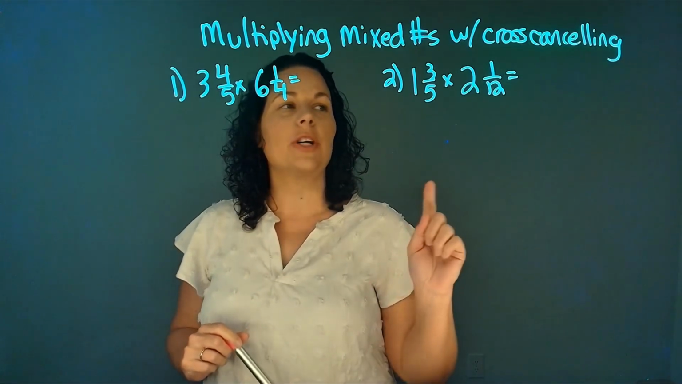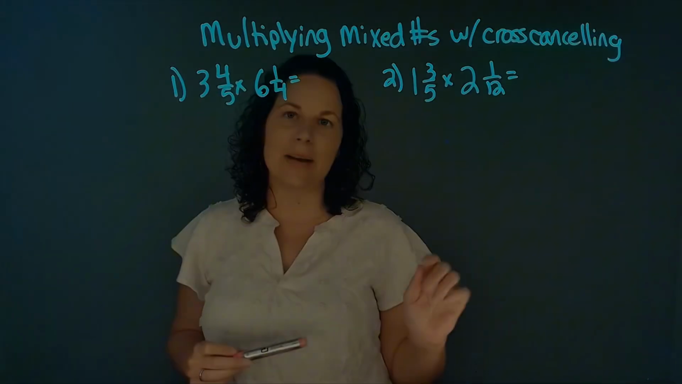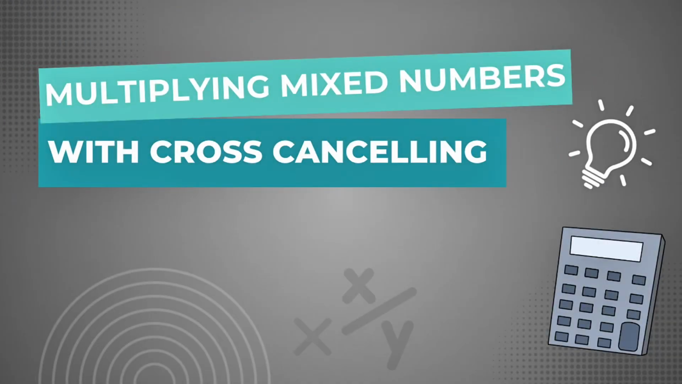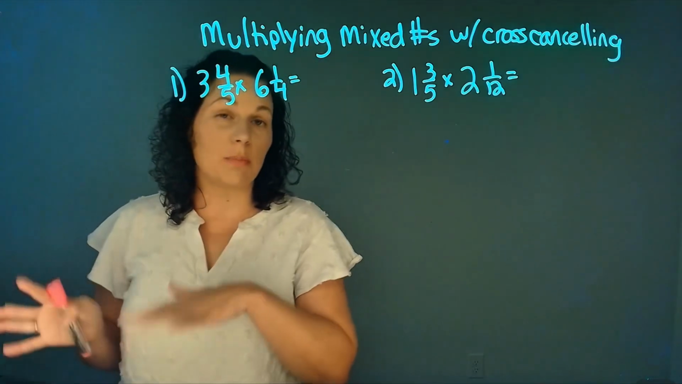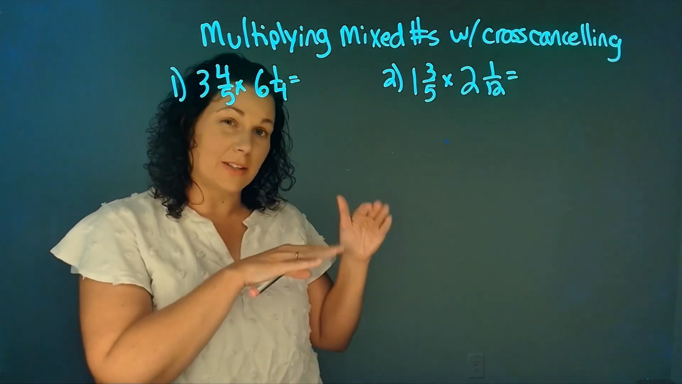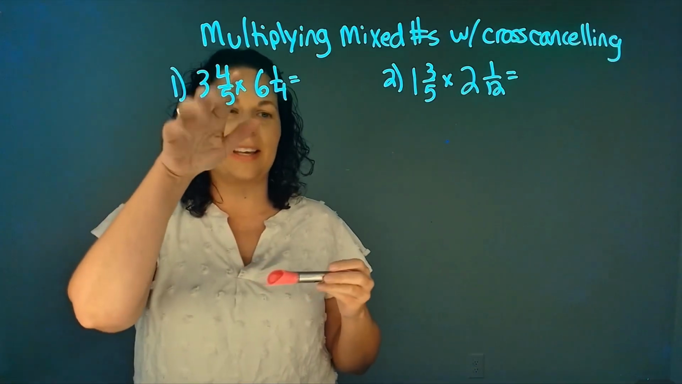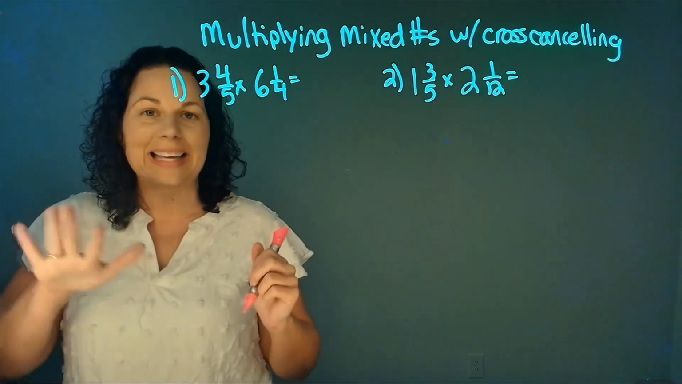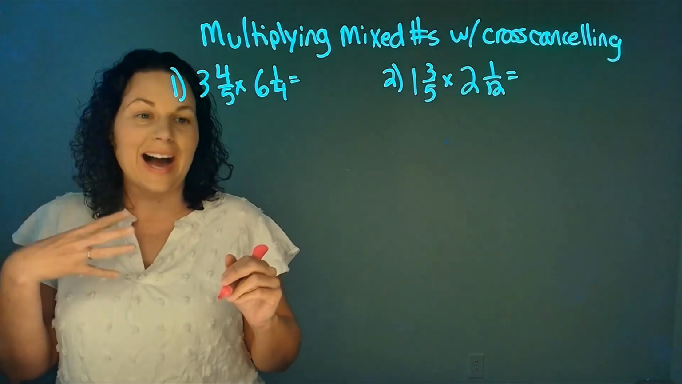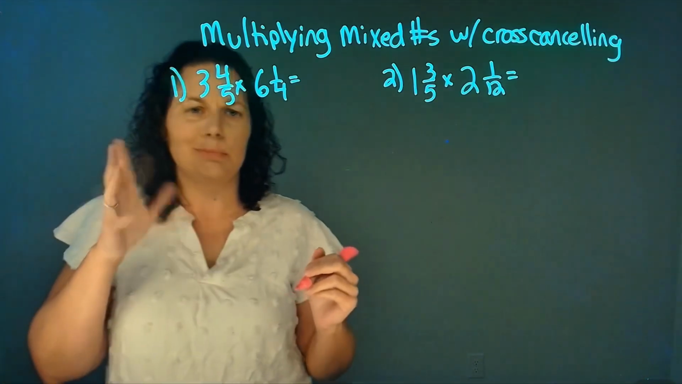in this video we're going to practice multiplying mixed numbers, and we're going to do cross-canceling this time. This is an optional step. It's like reducing before you get to your answer and reduce later. We're going to cancel and reduce within the problem. Totally optional. If you don't like this, you don't have to do it. I like doing it because it keeps the numbers smaller, but you don't have to.